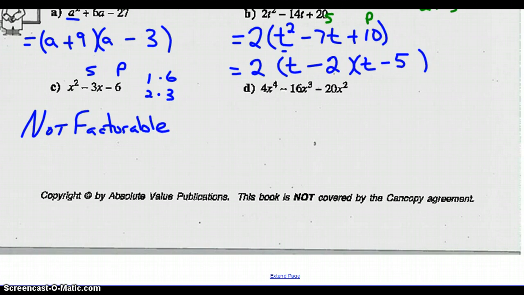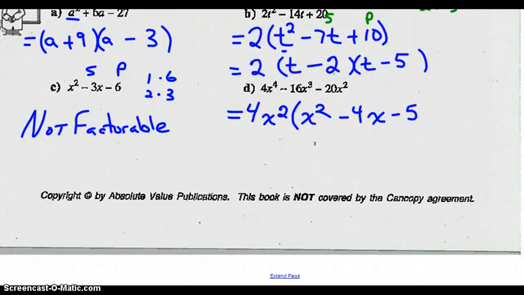If we look at D, just like part B, I notice there's a common factor first, and we should always look for the common factor first. So every term here can be divided by 4x squared. That's our greatest common factor. So I divide every term by 4x squared. 4x to the fourth divided by 4x squared leaves me x squared. Negative 16x cubed divided by 4x squared is a minus 4x. And negative 20x squared divided by 4x squared is a minus 5.